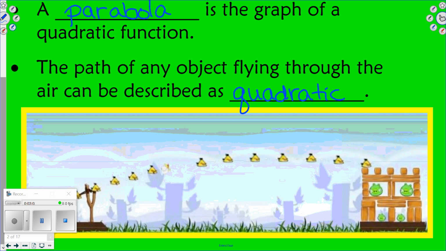Pick up your younger sibling and chuck them through the air. They're going to make a parabola, right? They're going to fly through the air and come back down. Don't try that, okay? Be nice to your siblings. Don't do that to them.